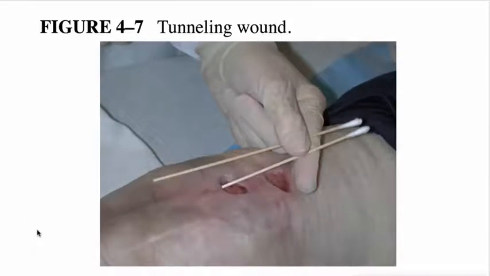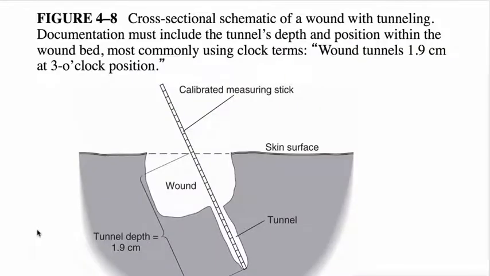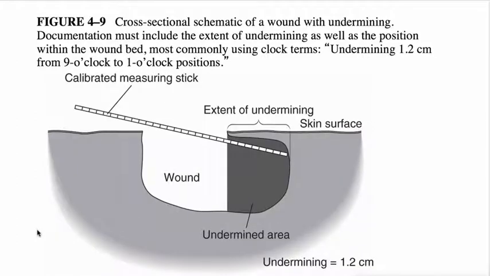So here's an example of wound tunneling. Here's a cross-sectional schematic. And here it's noted the wound tunnels 1.9 centimeters at 3 o'clock position. You can use a cross-sectional schematic of a wound with undermining. You need to determine the extent of undermining as well as the position. So here, undermining 1.2 centimeters from 9 o'clock to 1 o'clock.